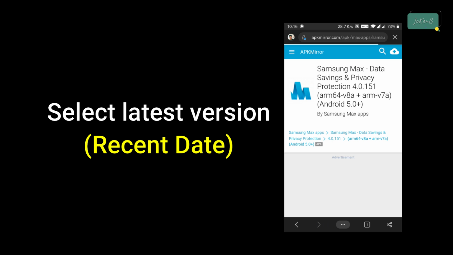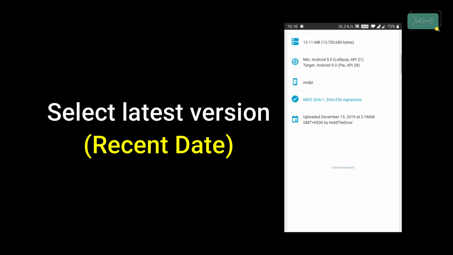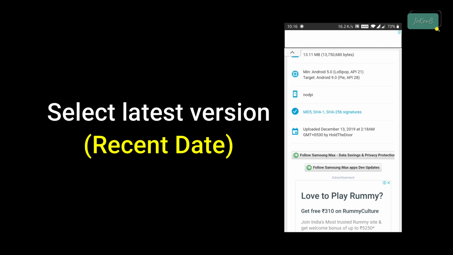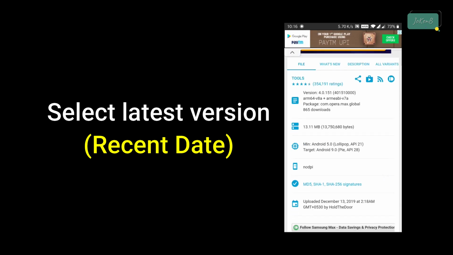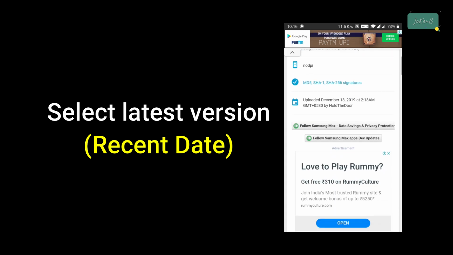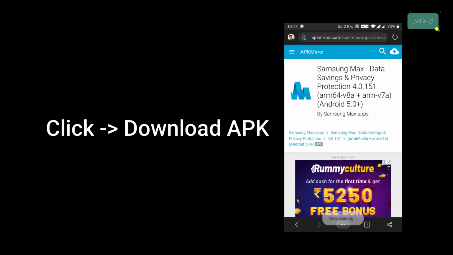If you are confused or finding it difficult to select the recent version, I have also given a direct link to download the latest version of the APK. Generally, you should download the latest version to get the fullest benefit of any application. Click on the Download APK button and download the file.